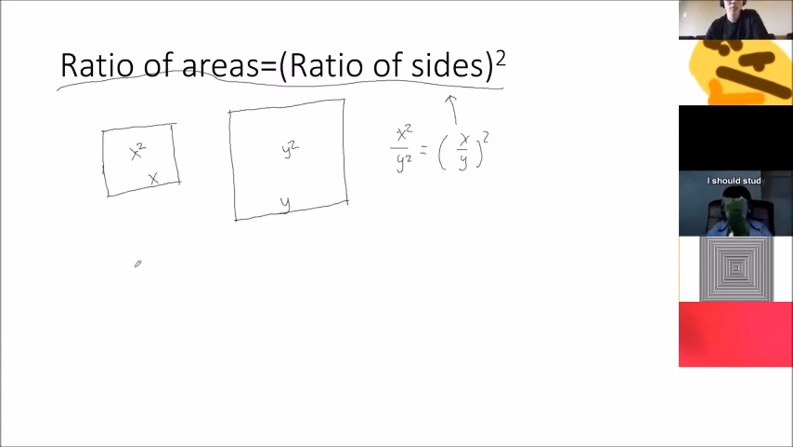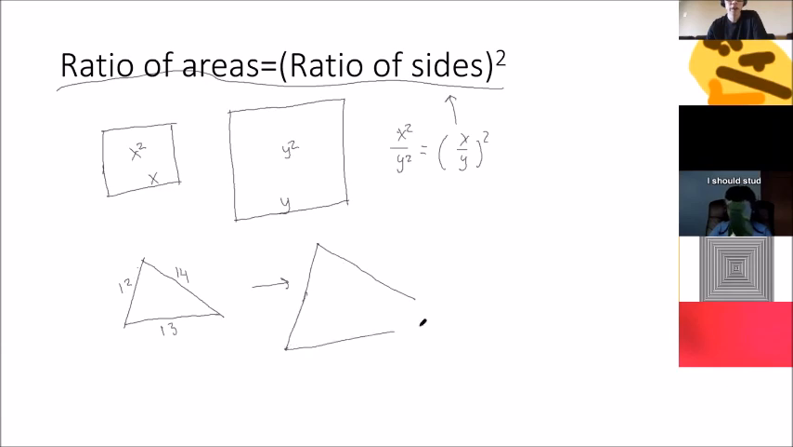Let's give some more examples. If we have a triangle, the 12, 13, 14 triangle, and if we compare this to a much bigger triangle, that's 24, 28, 26. If you compare these two triangles, they're similar by SSS. The ratio between the sides is 2. So the ratio between areas, area ratio, is 4.